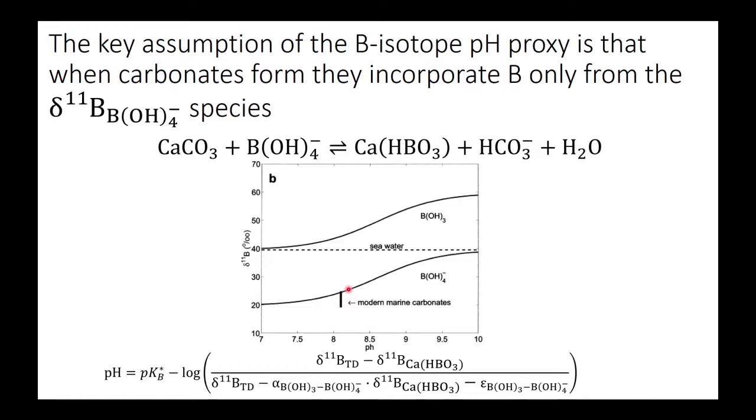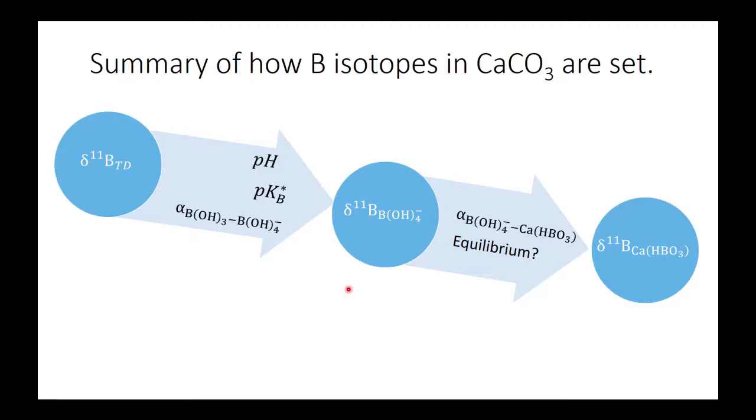But there is nonetheless this small fractionation between the two. So this is one of the steps that we have to go through. If we think about what the boron has to do, it starts out being the total boron isotopic composition of the whole ocean. Then there are some things: the pH, the value for the equilibrium constant, and the fractionation factor. They all determine what the boron isotope composition of the borate ion is.